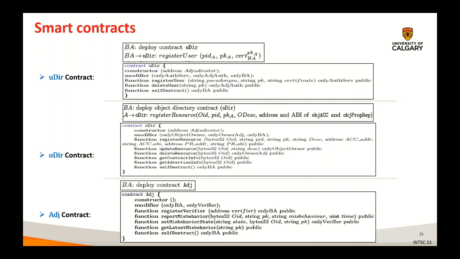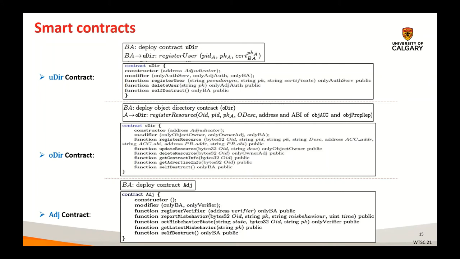For the object directory contract, the resource owner calls the register resource function with the necessary information as function parameters. In addition to these, a user can also manage his resources through the update or delete resource functions.